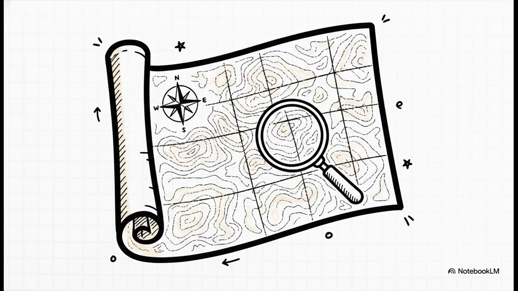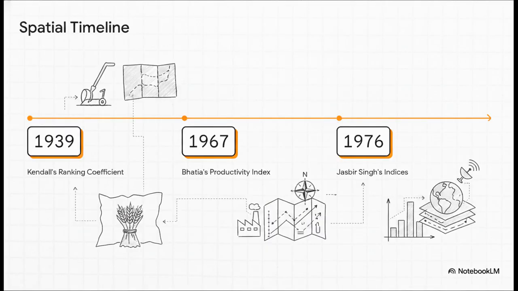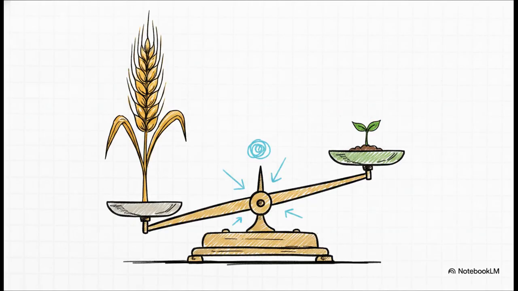Chapter 2, Spatial Statistical Indices. This is where measuring those massive regions gets brilliantly complex. Check out this timeline. Every geographic method basically builds on the last to map agricultural backwardness. Kendal started this in 1939. Easy ranking, sure, but his scale flaw treats minor crops equally.